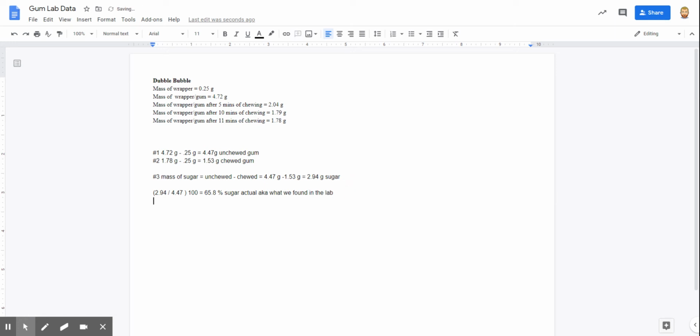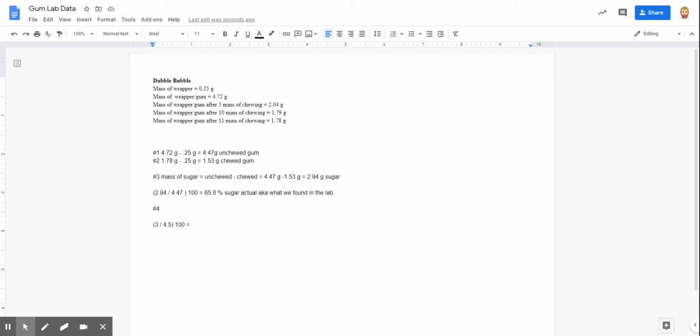Now, for number 4, we need to find the percentage of sugar, but theoretical. On the Gum Lab page, you'll find a picture of the double bubble wrapper. You're going to find the mass of the stick of gum and then the mass of sugar. The mass of sugar in that is 3 grams. We're going to divide that by the 4.5 grams, which is the total mass of a stick of double bubble, and multiply that by 100.